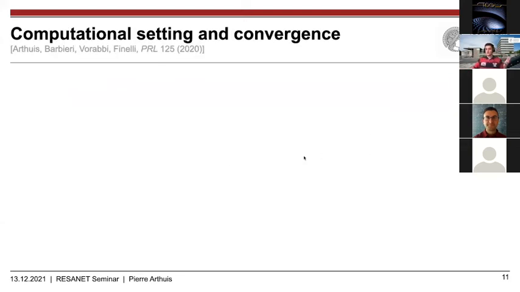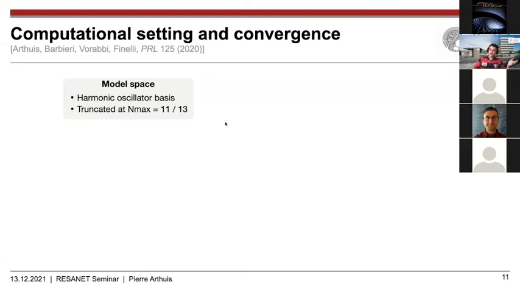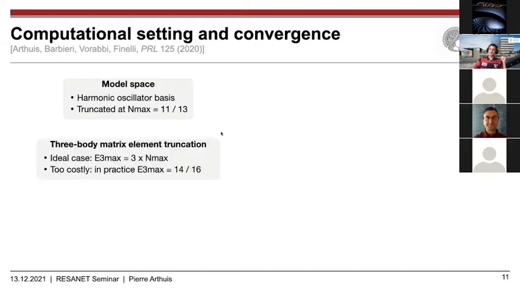So how does it look when we actually compute stuff? Well, we did our calculation in a harmonic oscillator basis, truncated at N max 11 or 13. So that's the size of your model space. And one particularly important thing is that one of the issues that we have with ab initio methods are the three-body matrix elements.